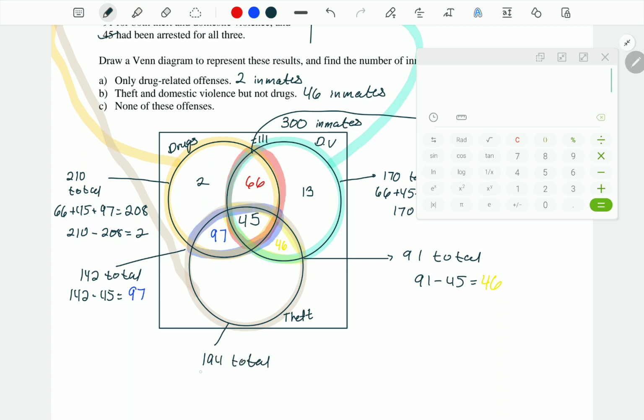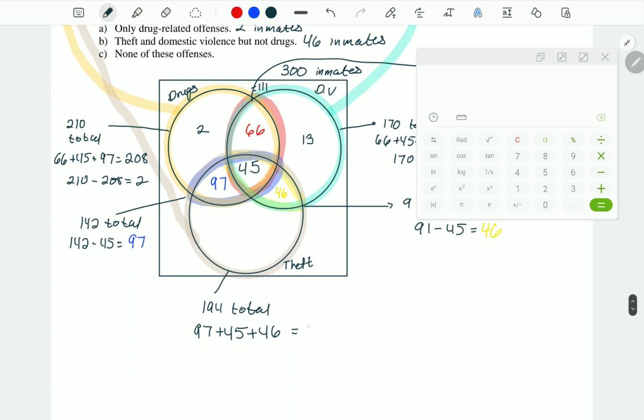Therefore, we need to add the 97 with the 45 and the 46, then subtract that from 194. I believe this is 188. Yep. And then 194 minus 188 is 6. Which means 6 goes right here.